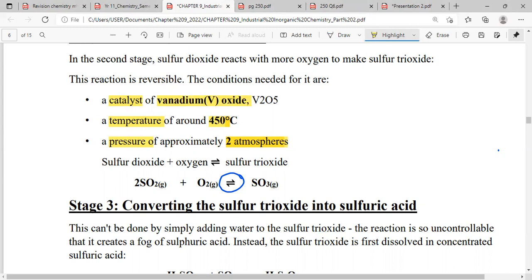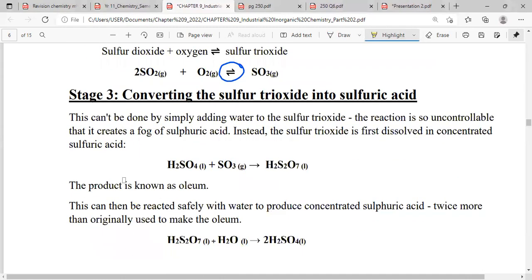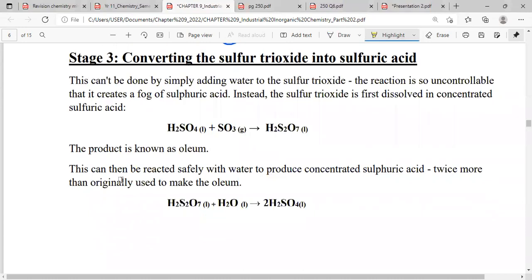All right, now let's move on to the next part. The next part will say how sulfur trioxide is converted to sulfuric acid. Now, actually, sulfur trioxide is a very soluble gas. It can easily dissolve in water, and that is how acid rain is formed.